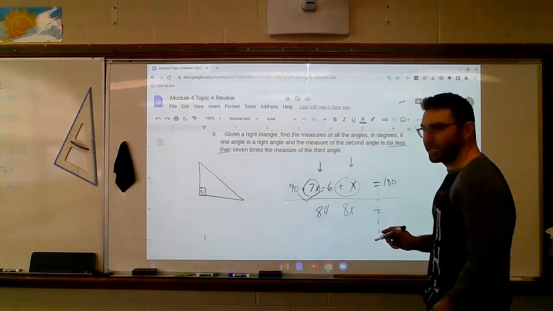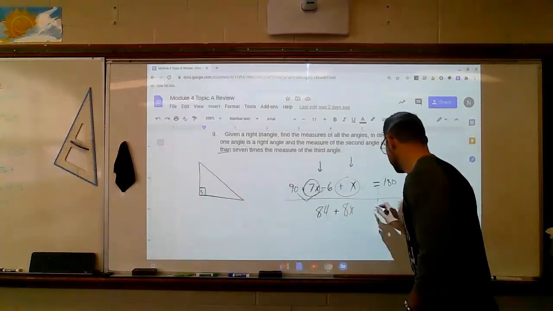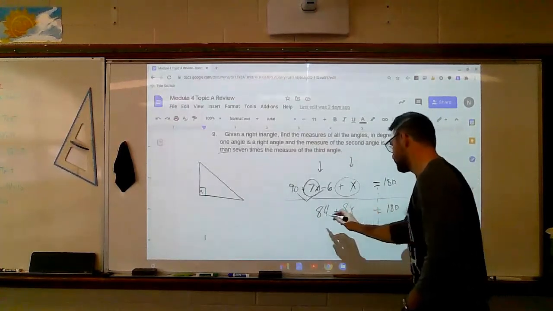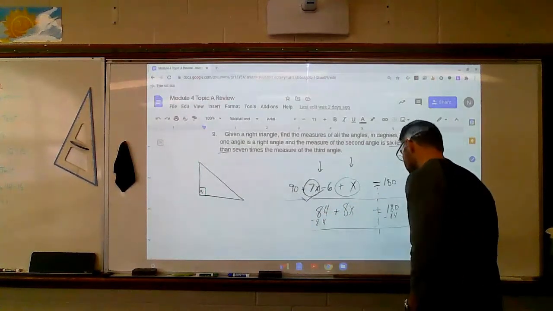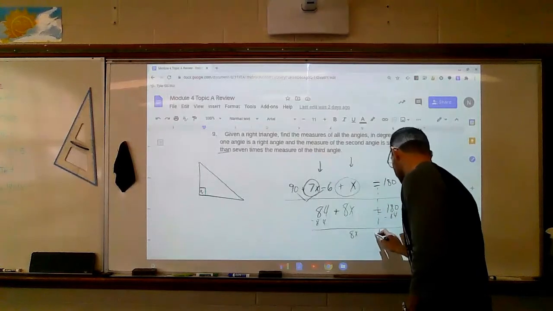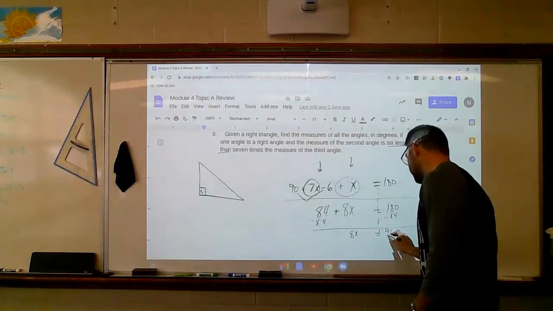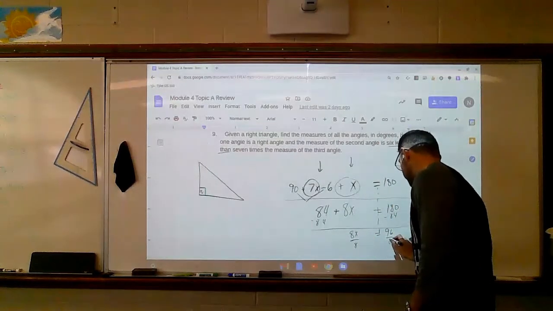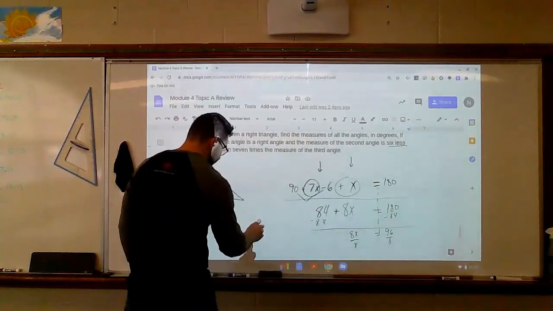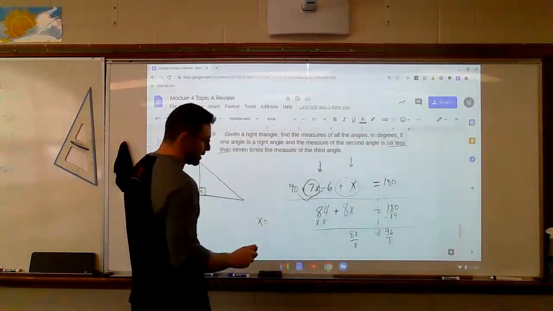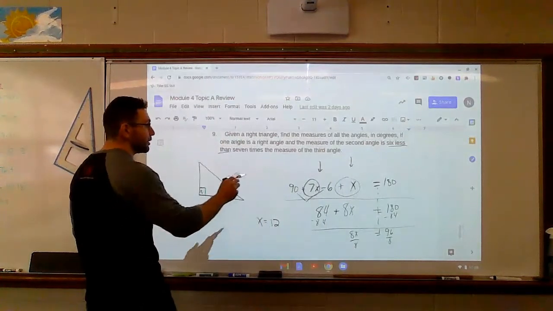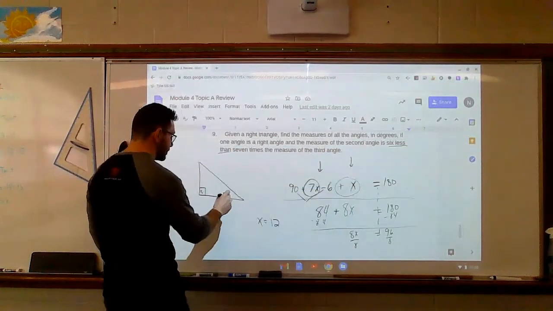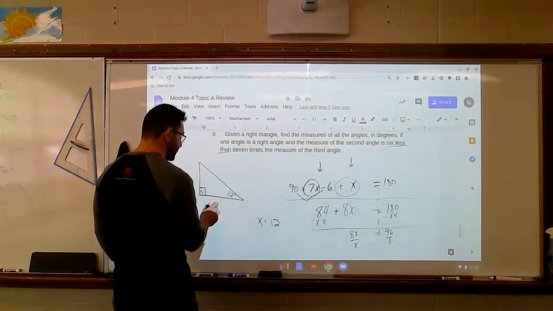Okay, well, I can't leave it as 84 8x. It's 84 plus 8x equals 180. I subtract 84 from both sides. That leaves me 8x equals 96. I divide by 8. X equals, and that goes in once, leaves me 16, so that gives me 12. So if one of the angles is x, one of these angles is 12 degrees.